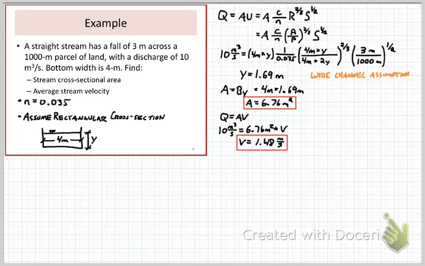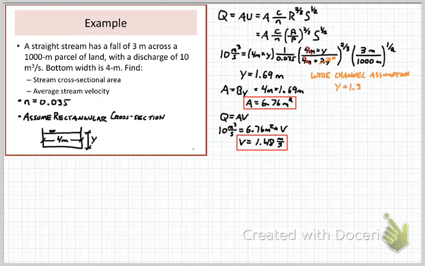Now in class we also discussed making what's called the wide channel assumption, and when we make the wide channel assumption we assume that the width is substantially greater than the depth of the river. And if you were to do that, that 2y on the bottom, what you're doing is assuming that that's equivalent to 0. So it's a negligible amount of friction generated by the sides of the stream. And if you do that, the 4 meters on top and bottom here cancel one another out, and the hydraulic radius becomes just y, the depth.